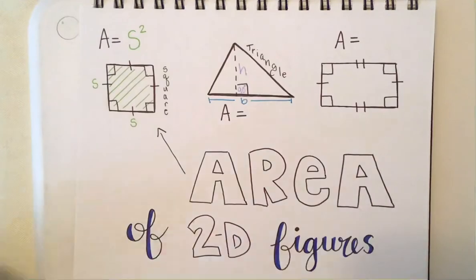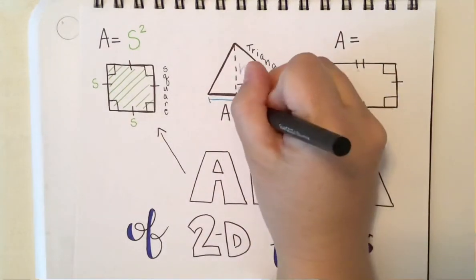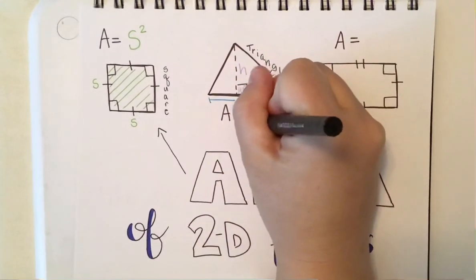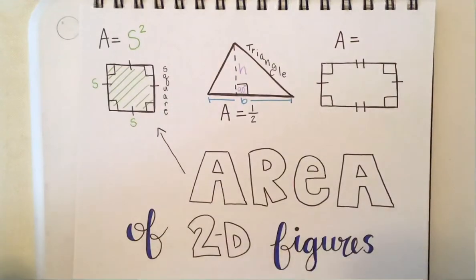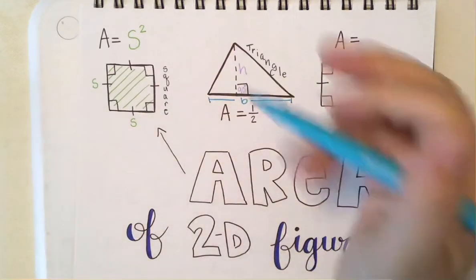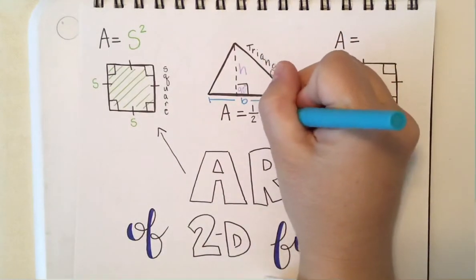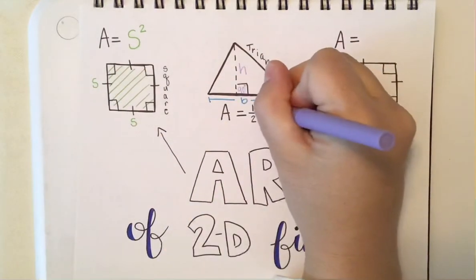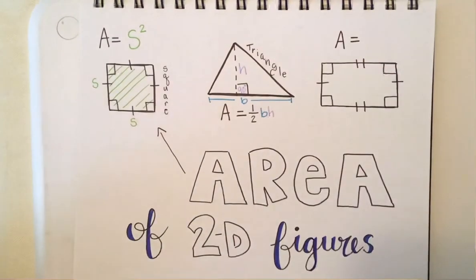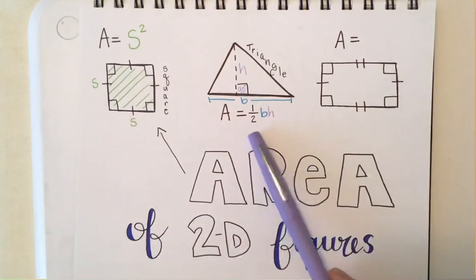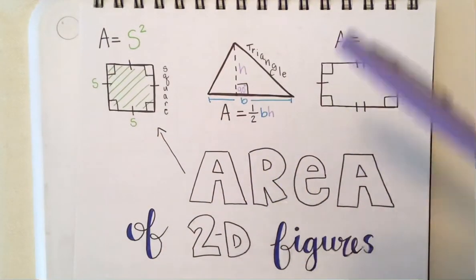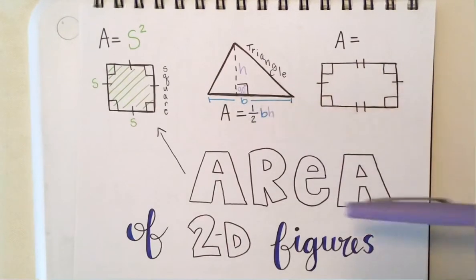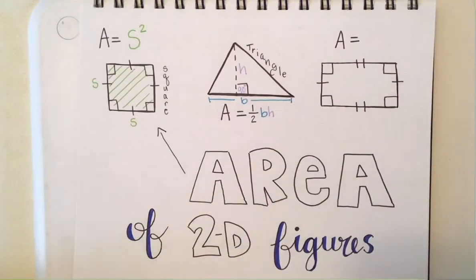When we do this, we have to half this. So area of a triangle is 1/2 times its base times its height. Okay? So this is the area of our triangle. Area equals 1/2 times base times height. All right? Now let's look at the rectangle.